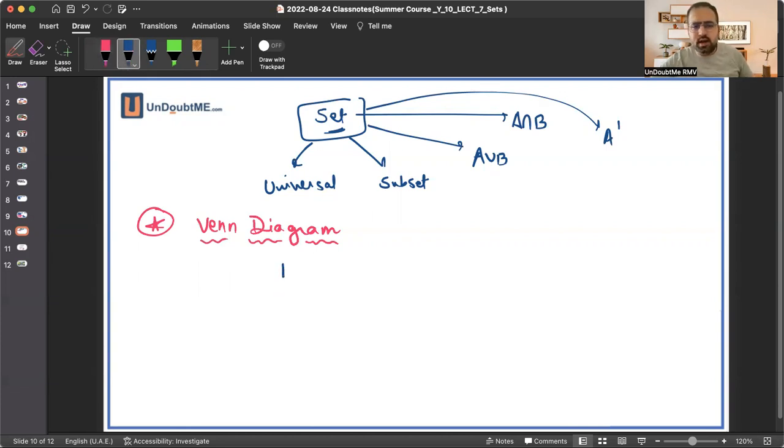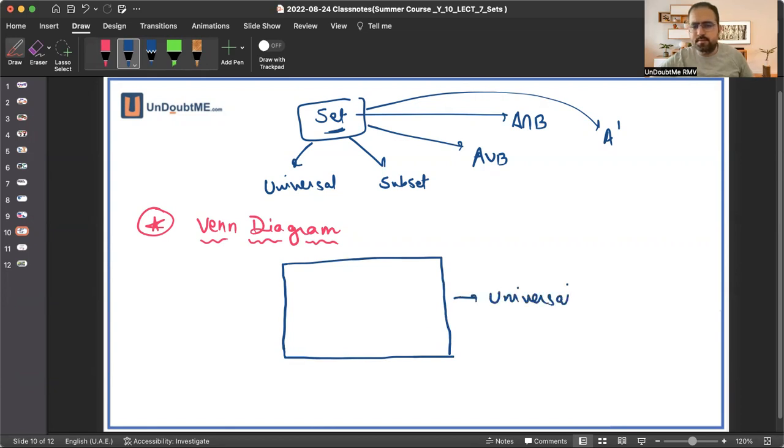A Venn diagram starts with a rectangular boundary. This rectangular boundary is called the universal set. If you remember, every set we get should be from the universal set. The universal set is like the main database from where you are retrieving all your required data. It will have all other sets whatever is given in the question.